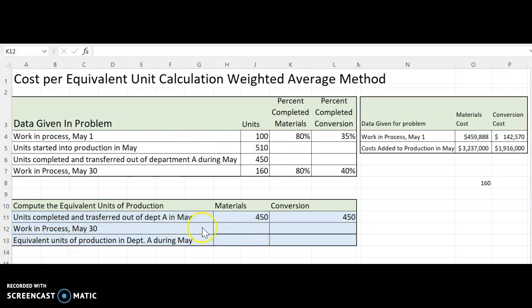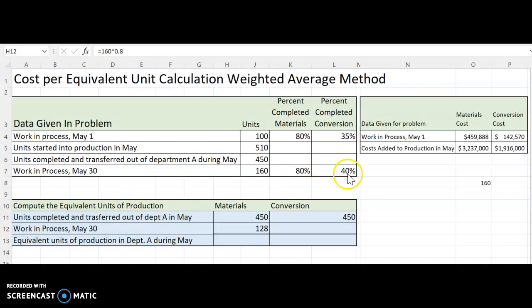Okay, and then we're going to take the work in process. So you start with the units completed and transferred out. That's the easy part. Then take the ending work in process, which is the 160, and multiply it by the 80%, which is 0.8. And that is your work in process for materials.